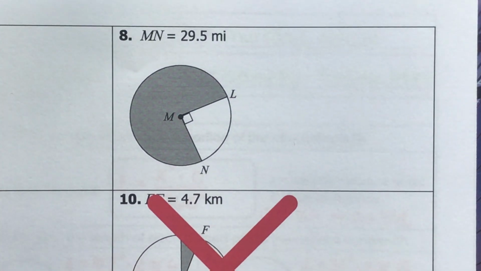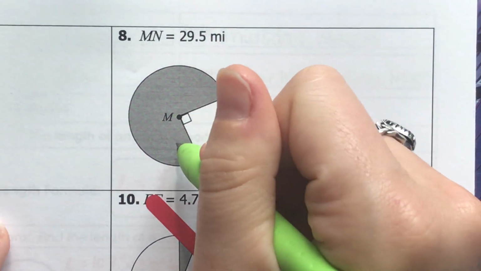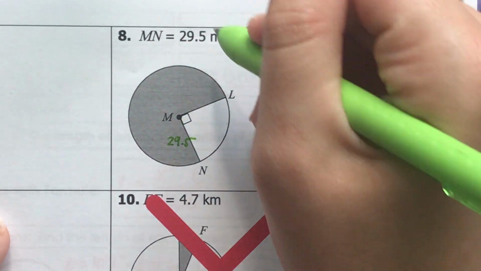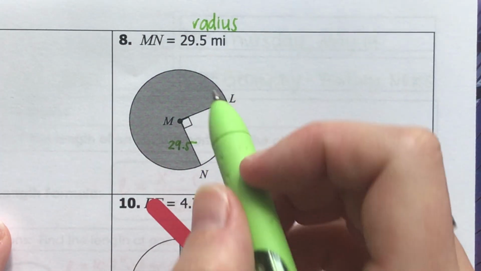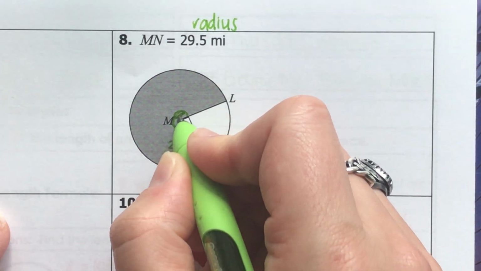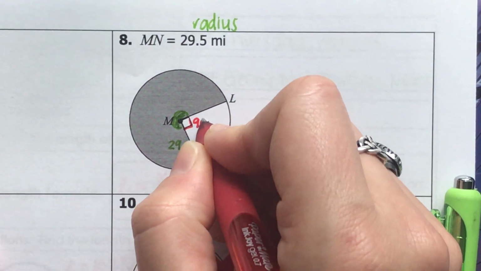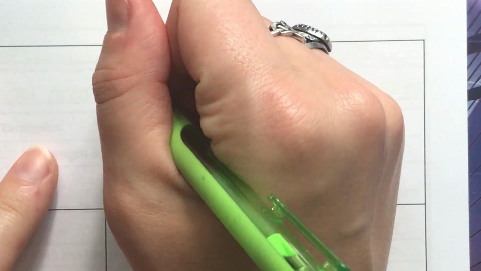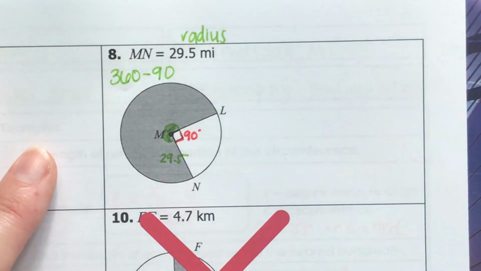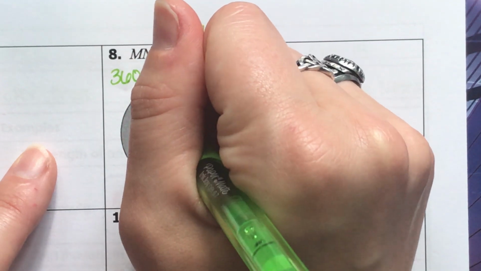All right, next one, number 8. Okay, so I know that MN is 29.5. That's a radius. Great. I do not know this shaded angle right here, but what I do know is that this angle right here is 90. So to figure out the green angle there, the larger one, I'm going to take 360 and subtract 90. When I do that, I get 270 degrees.